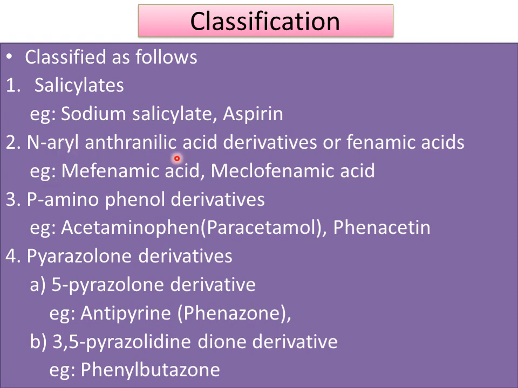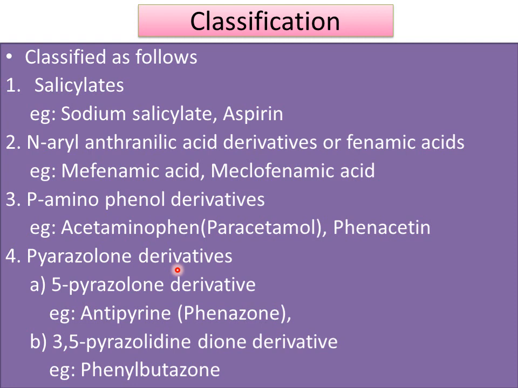The second one is N-aryl anthranilic acid derivatives. They are simply known as fenamic acid derivatives or fenamates. Examples are mefenamic acid and meclofenamic acid. The third one is para-aminophenol derivatives. An example is acetaminophen, commonly known as paracetamol. Another drug is phenacetin.